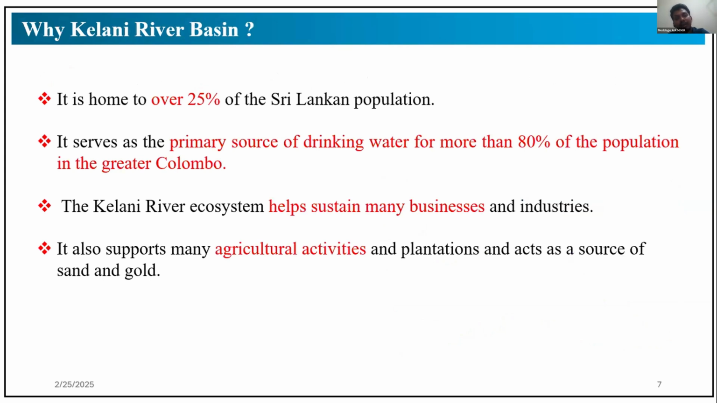It is home to over 25% of the Sri Lankan population, and it serves as the primary source of drinking water for more than 80% of the population in Greater Colombo. This river basin also supports many industries, like the pharmaceutical industry and the drinking water industry, and many other industries utilize this river basin in different ways.